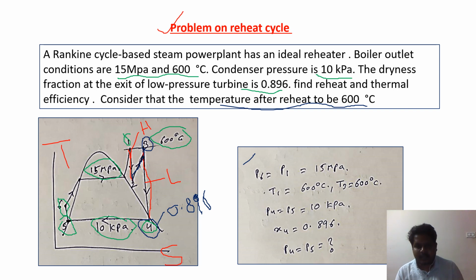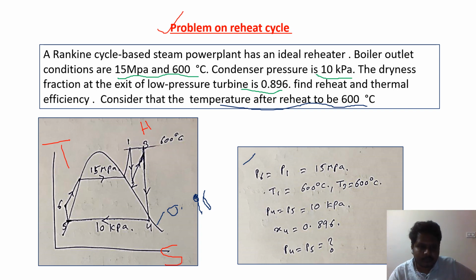Let us see the given data. Process 6-2-1 is a heat addition process at constant pressure. So P6 equals P1 equals 15 megapascal. The temperature at point 1, T1, is 600 degrees centigrade. The temperature at point 3, T3, equals 600 degrees centigrade. Both are the same.